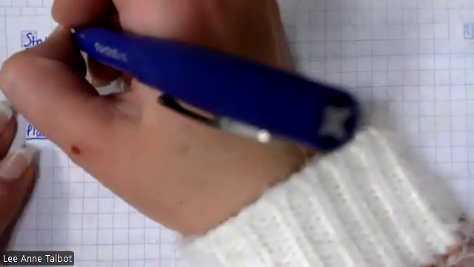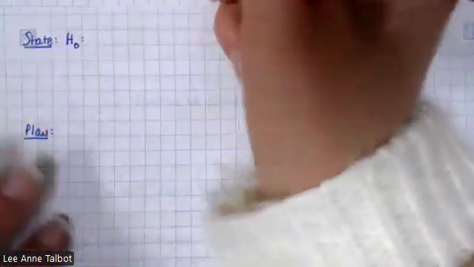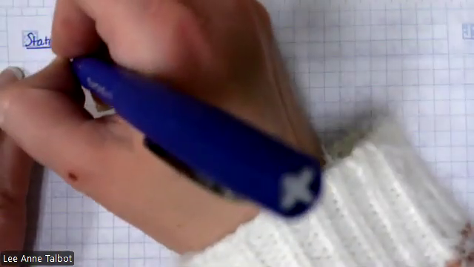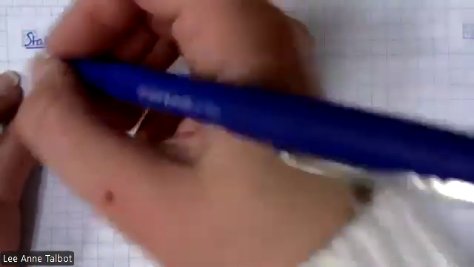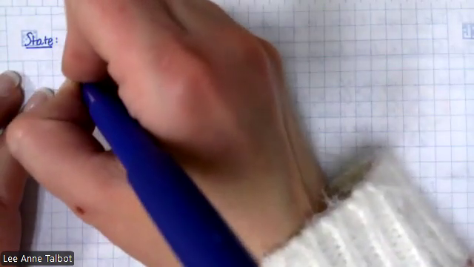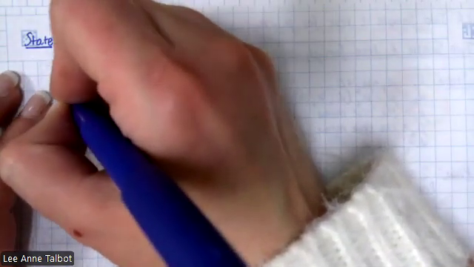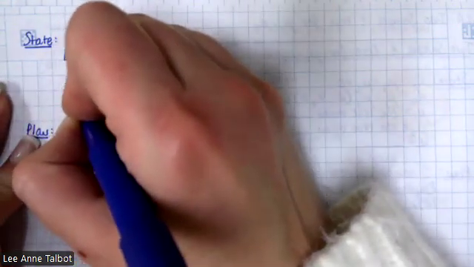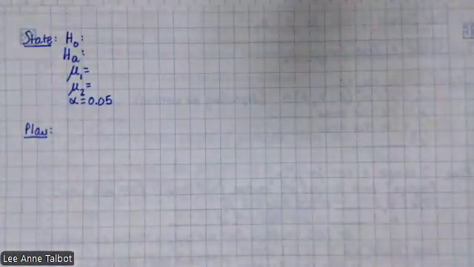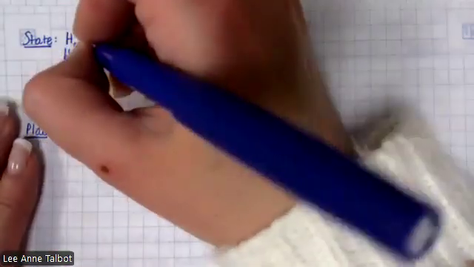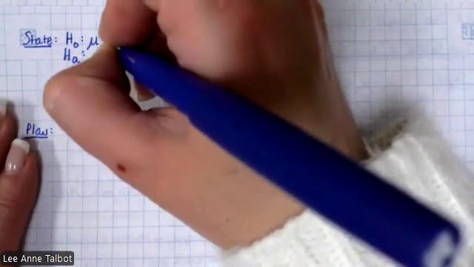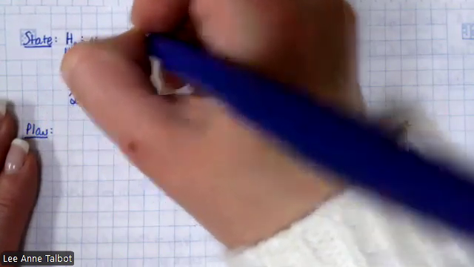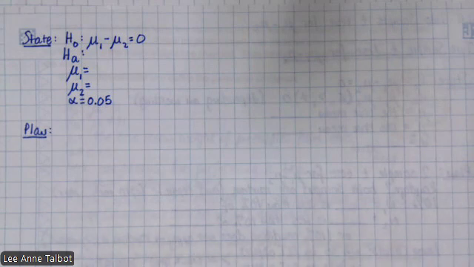Okay, state. We need a null hypothesis. We need an alternative hypothesis. We need to decide which one we want to be 1 and which one we want to be 2. And I just like to state alpha for the record. Okay, for all of these, the null hypothesis is the same thing: mu1 minus mu2 equals 0. No choice, same thing every time.